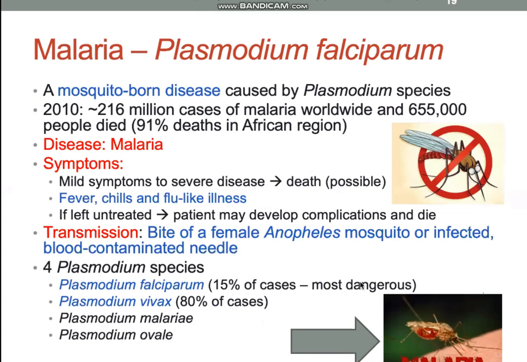There are four species. Falciparum, as I said, is the most dangerous, but not the most common. The most common is vivax, 80% of the cases, but it's quite milder than falciparum, with a low mortality rate. Then Plasmodium malariae and Plasmodium ovale. Those two are not quite common and usually are not as pathogenic as falciparum and vivax.